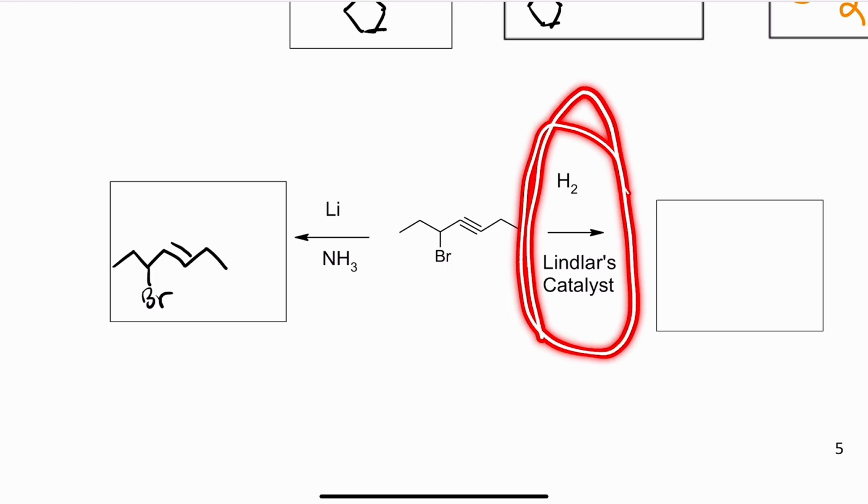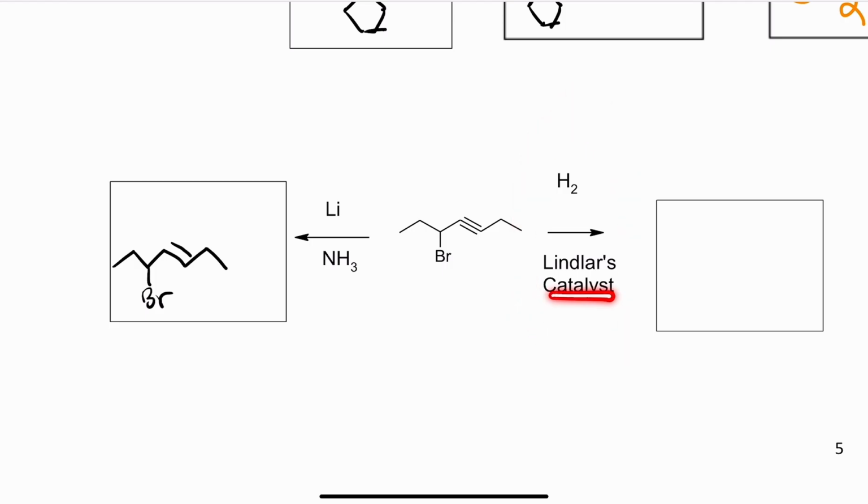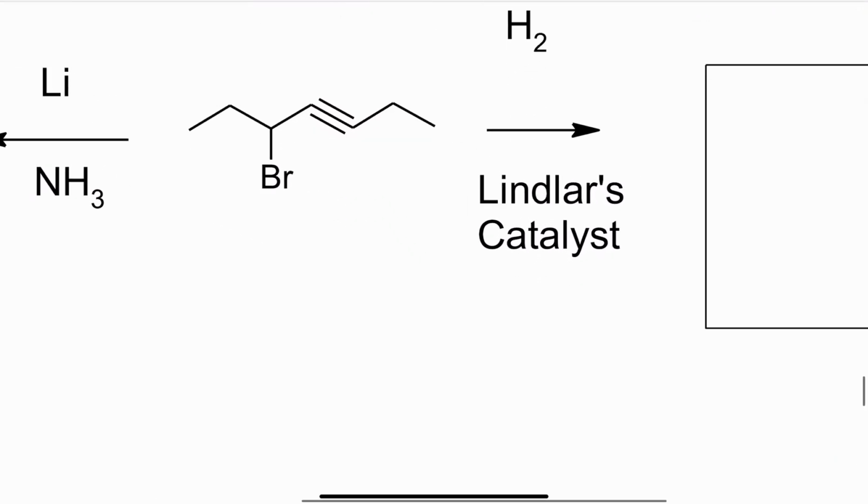This one, Lindlar's catalyst always makes things cis. So I think Lindlar's catalyst, the cis, meaning it makes things on the same side. So you're going to have to do this Z-E thing with priority and try to figure out if this already, in terms of the priority at these carbons, is cis. So let's draw this. 1, 2, 3, 4. 1, 2, 3, 4, 5, 6, 7. Okay.